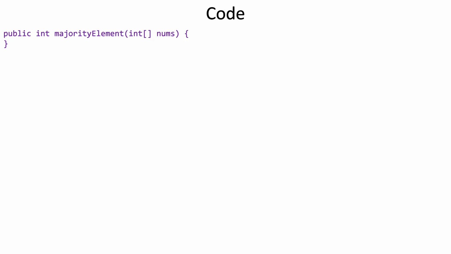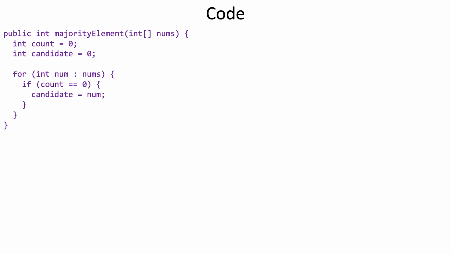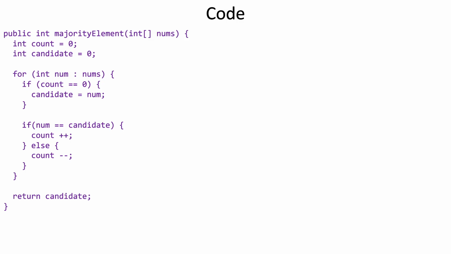Let's look at the code. We have this driver method. We initialize the count and the candidate to 0. The candidate can be 0 or anything because we set it in the first iteration anyways. Now we iterate over every num. If the count is 0, set candidate equal to the num. Otherwise, we check if the number is equal to the candidate and increment the count. Otherwise, we decrement the count. Outside of the loop, we return the candidate.